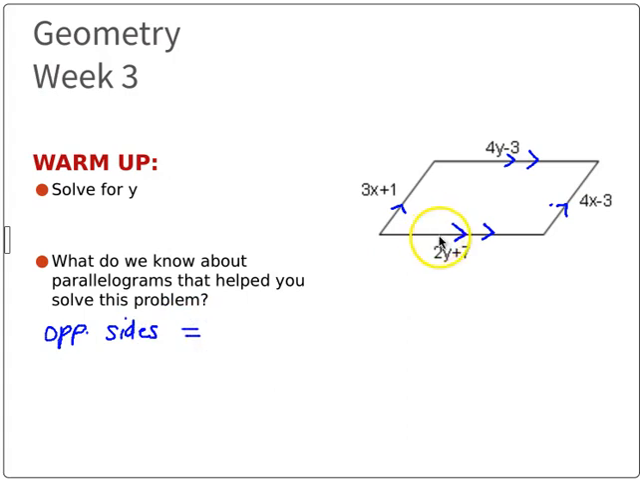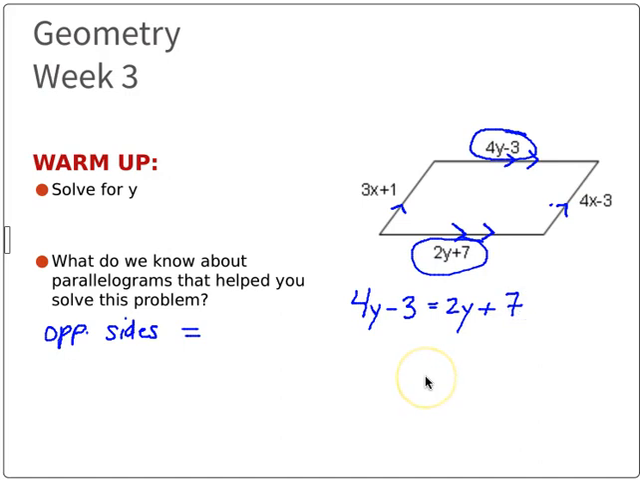This is going to allow us to set up an equation then. Since we're solving for y, we're really only going to focus on this side and this side. The other 2 sides have x's. That's not going to help us solve for y. So because we know this is a parallelogram, we also know that opposite sides are congruent. So I can say then that 4y minus 3 must be equal to 2y plus 7.